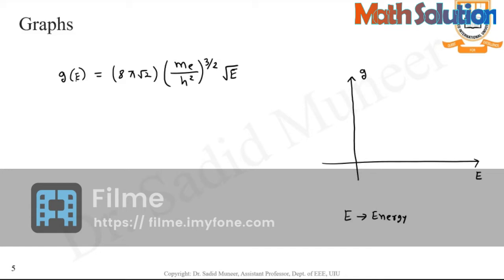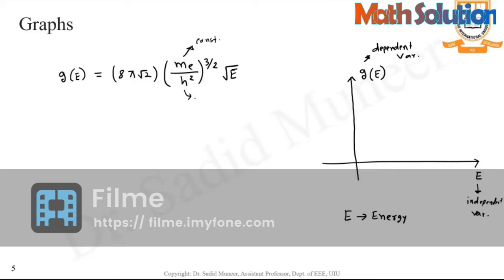That means that G is actually a function of E. So G is the dependent variable. Okay. This is called dependent variable. And this is independent variable. Okay. Now you see, this is me, this is the mass of electron, and this is a constant, right?